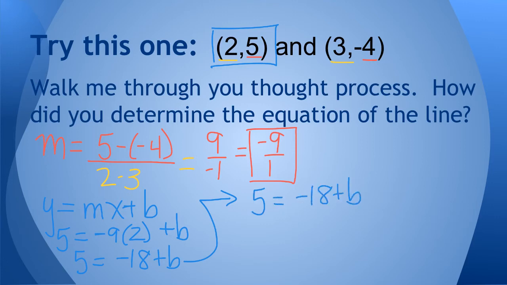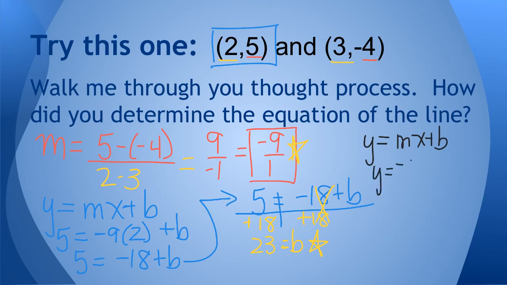So I need to do step number 3, which is solve for b. I'm going to add 18 to both sides. That's going to give me 23 on this side and b on that side. I only need 2 pieces of information. I need the slope and I need the y-intercept. And then I can write the equation of the line. So y equals the slope times x plus the y-intercept. There is the equation of your line.